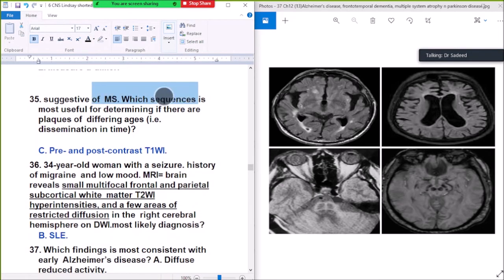35. Suspicion of multiple sclerosis. Which sequence is most useful for determining if there are plaques of different ages, that is, dissemination in time? Pre and post contrast T1W shows the plaques in multiple sclerosis.